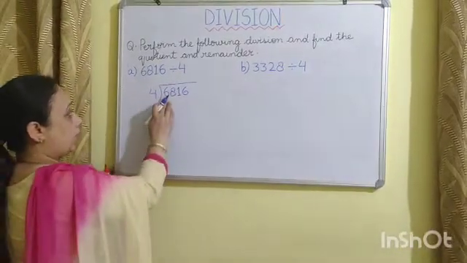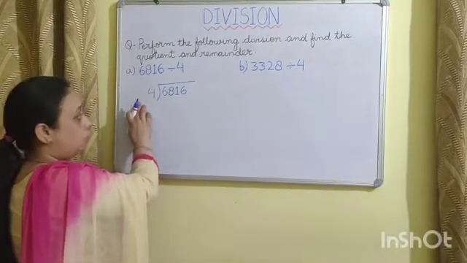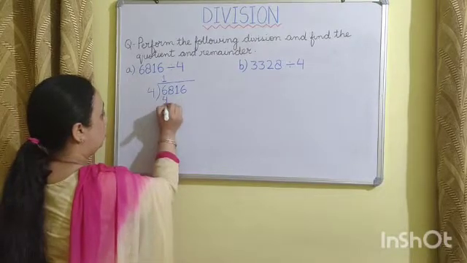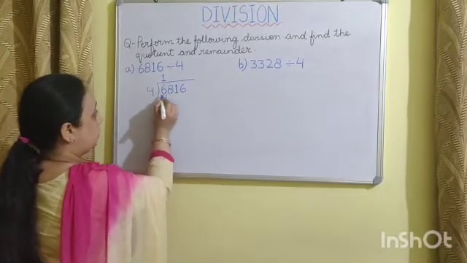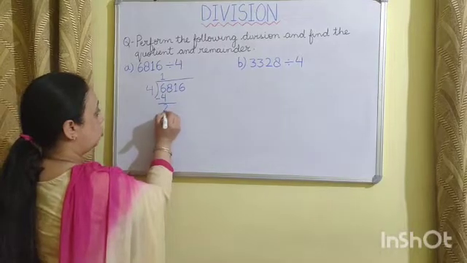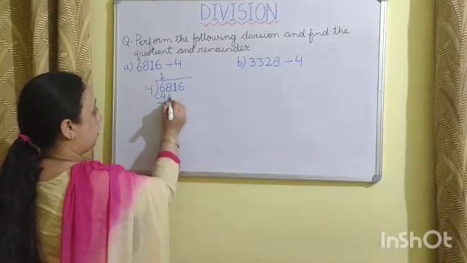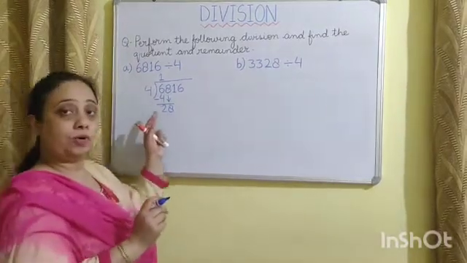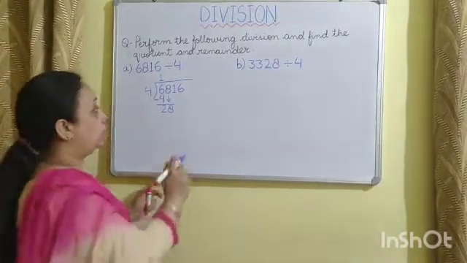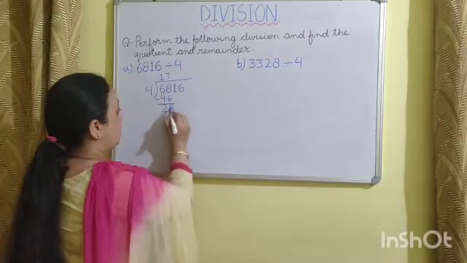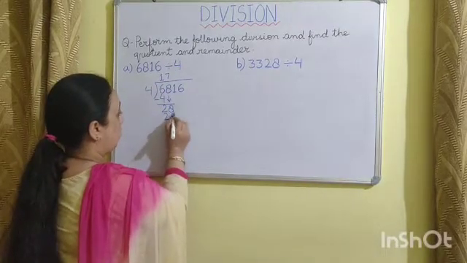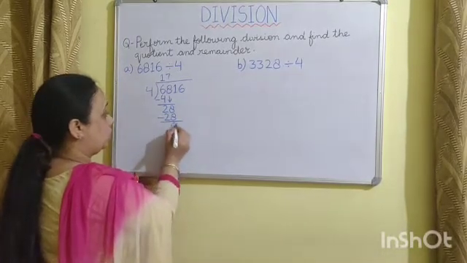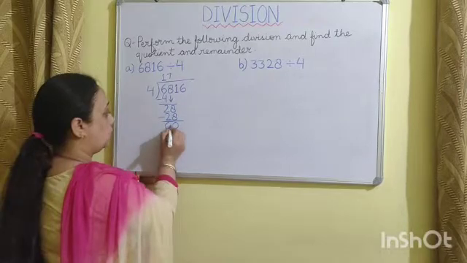So now we have 6 which is greater than 4. So we'll take the first digit, 4 ones are 4. We'll subtract it, 6 minus 4 is 2. Then we will copy down 8. We'll read the table of 4 till 28. We know it is 4 sevens are 28. Now we are going to subtract this. 8 minus 8 is 0 and 2 minus 2 is 0.